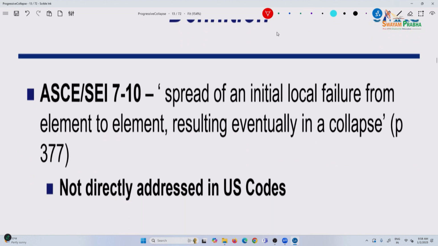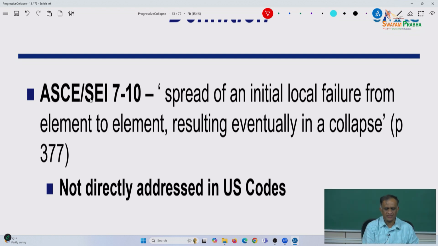Now, ASCE 7, where SEI is nothing but the Structural Engineering Institute, has certain guidelines. It's very minimal. I don't think the updates have a whole lot any different. It just says the spread of an initial local failure from element to element. It defines what progressive collapse is.